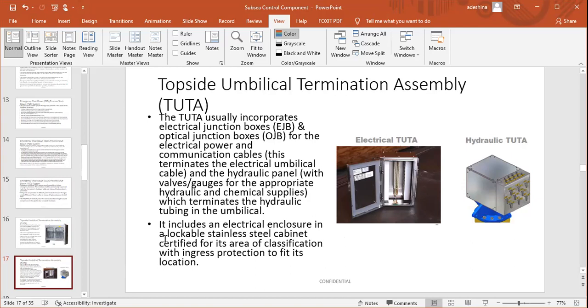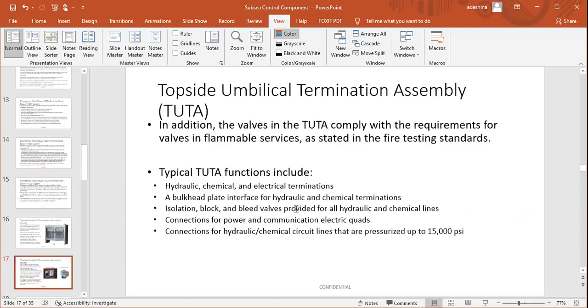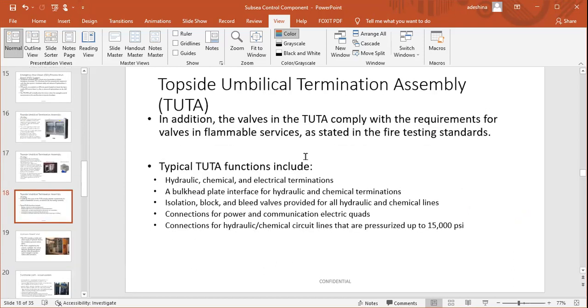And this also is certified to ensure that we don't have any ingress, like water or hydraulic spill, getting into the particular location where we have operation. So, tutor also has valves which must comply with flammable services as stated by the fire testing standard. And what does that say? Typically, our tutor functions include hydraulic, chemical, and electrical terminations, a bulkhead plate interface for chemical and hydraulic termination.